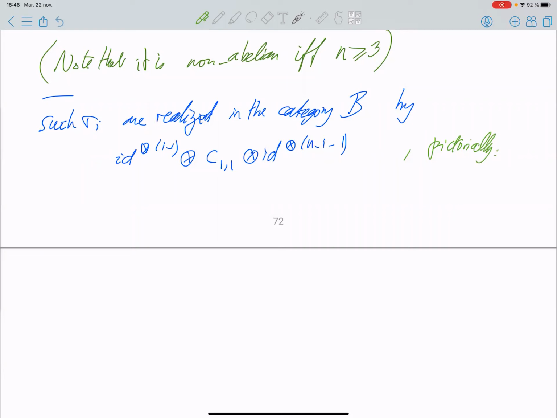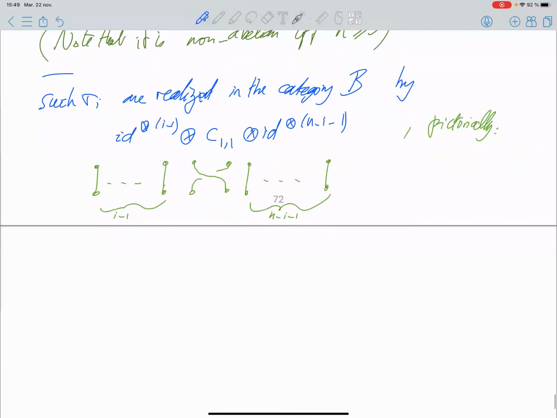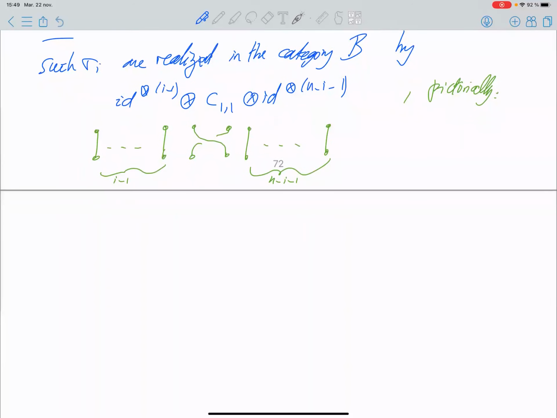This is just so identity. Then you have a gradient, and then identity. I minus one and minus I minus one. Okay, and the relations thus are as follows. The real pictorial picture for the relation. So, pictures for the relations.